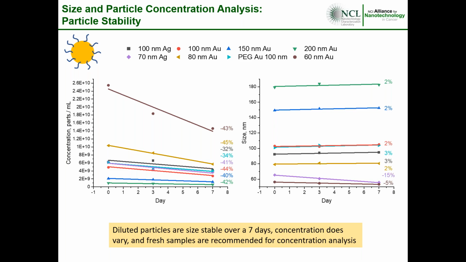When we looked at size stability over this time, however, we saw a very different trend. The sizes are fairly stable over 7 days and there's really not much changing. So what this told us is that nothing's really happening with the nanoparticles. They're staying intact, but as they're diluted, the surfactants are releasing from solution, kind of crashing out, and that's affecting the concentration, but generally not affecting the size as much. So we like to say that if you're going to do concentration, fresh is always better, but you have a little bit more leeway if you're only doing size analysis with this instrument.